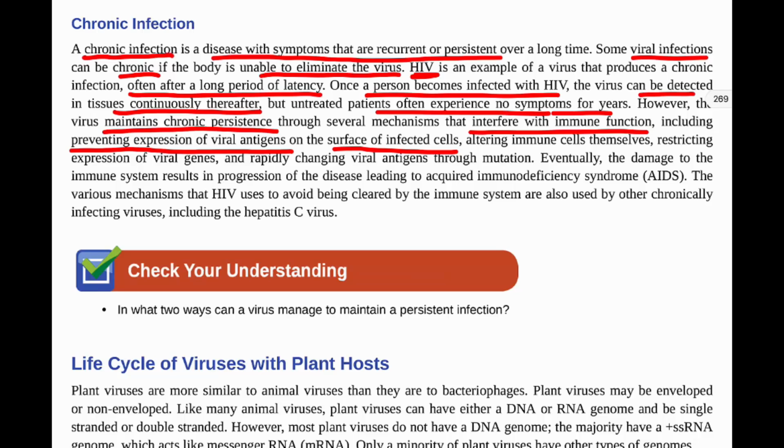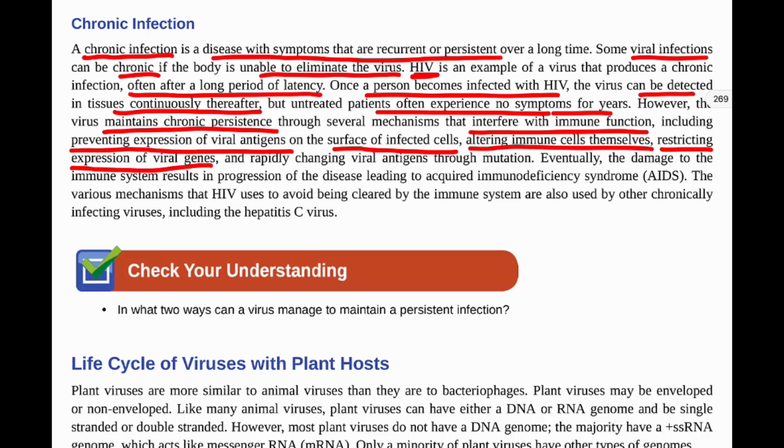It also can alter the immune cells themselves, sometimes making it so the immune system cells just don't work as immune system cells. It doesn't kill them, but they're not actually functioning as immune system cells, so they're not killing other viruses. Also, it can restrict expression of the viral genes. It basically commandeers, it hijacks all the machinery within the cell, and it can tell it what to do or not to do. So it may restrict expression of the viral genes, therefore not setting off any alarms to the immune system. And then the immune system just doesn't know that it's there.